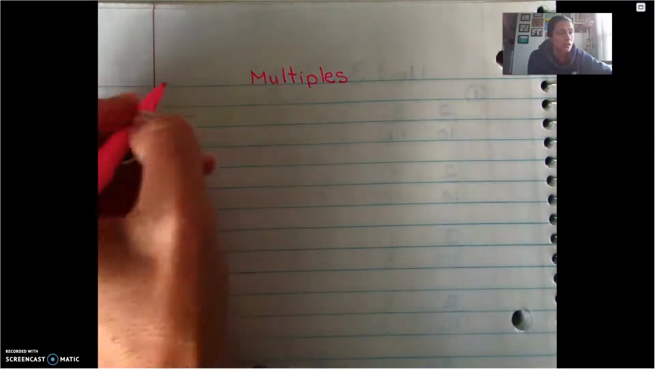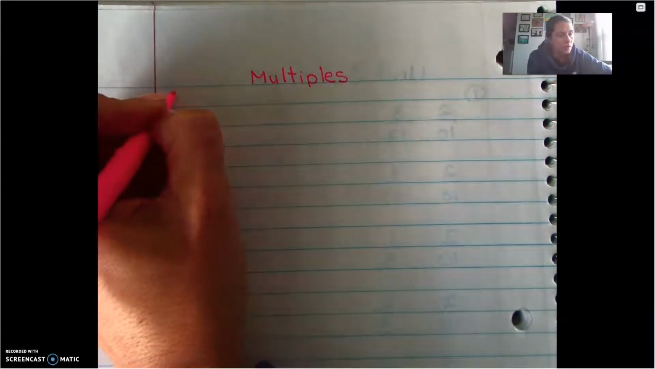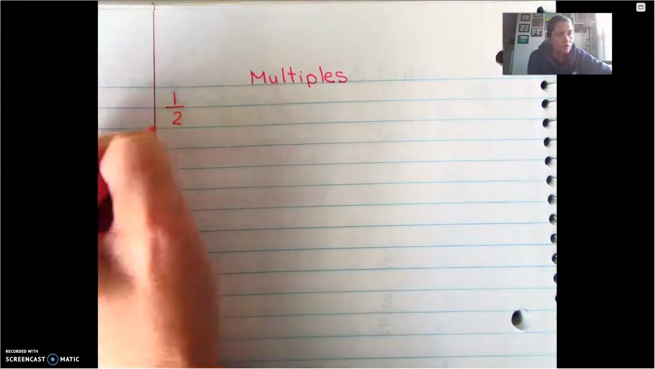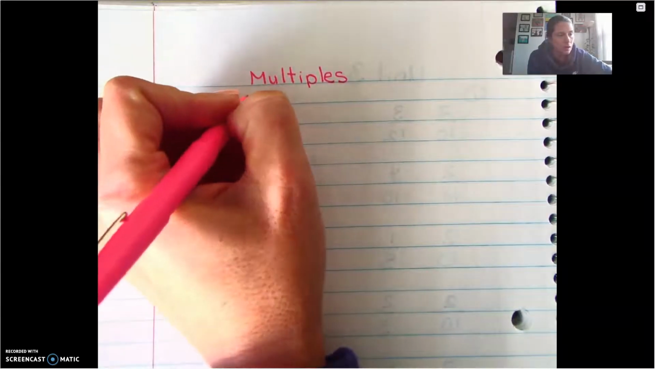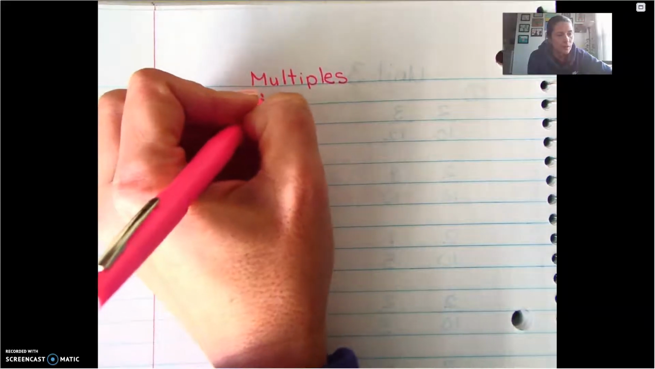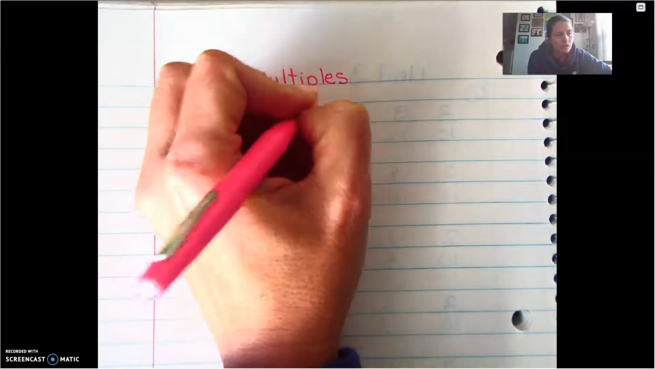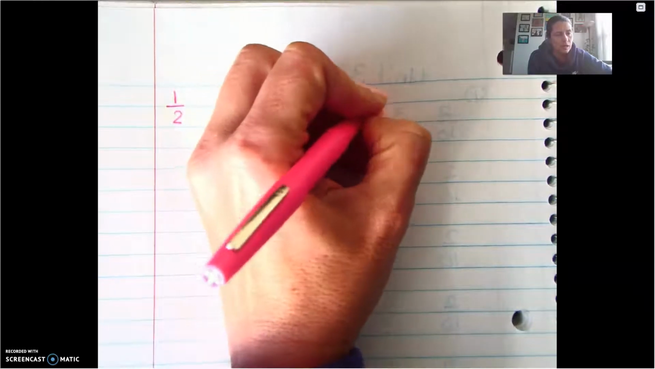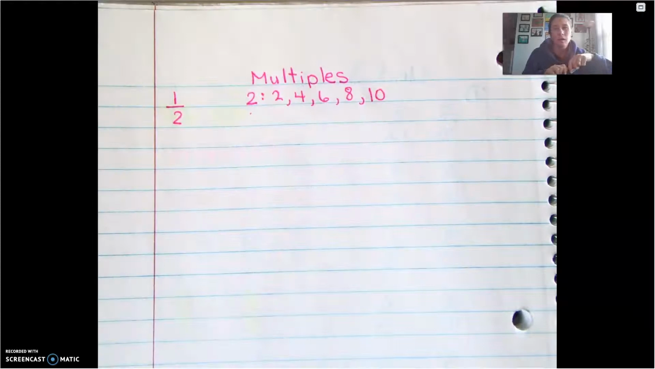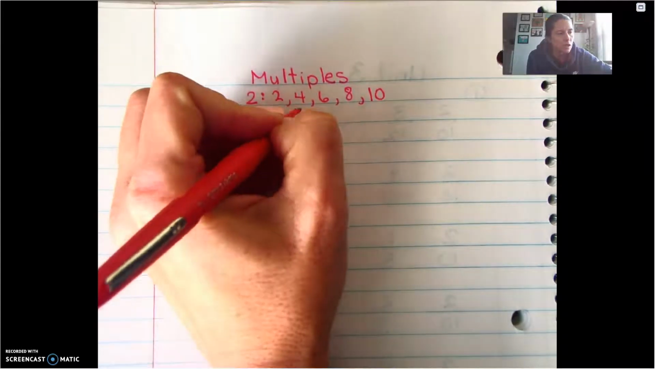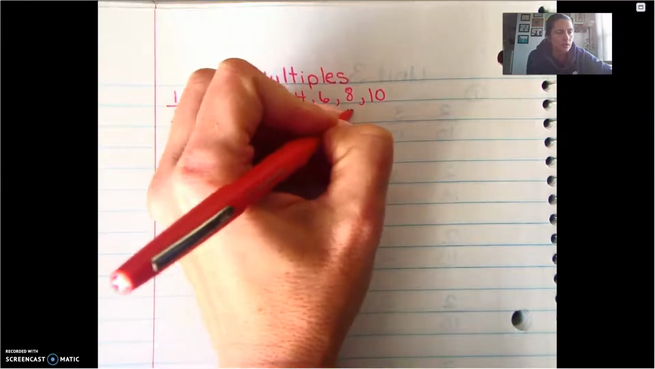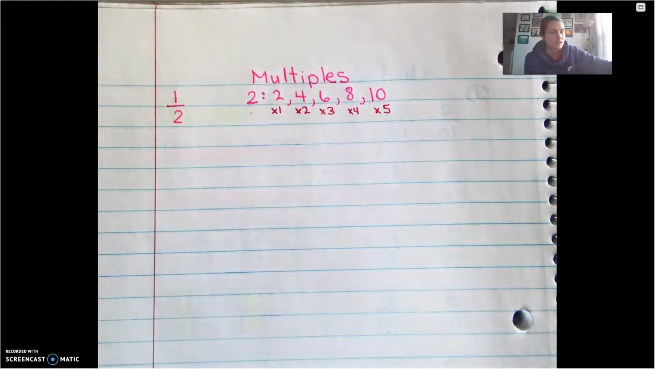So we used it when we found common denominators, and we used it at the beginning of the year. If we had 1/2, we took our denominator and we said 2, and then we counted by 2. It would be 2, 4, 6, 8, 10, and so forth. And then we put down our helper things to remind us how we got our multiples: we did 2 times 1, 2 times 2, 2 times 3, 2 times 4, and 2 times 5. So we're going to take that same thing and we're going to do multiples of fractions.